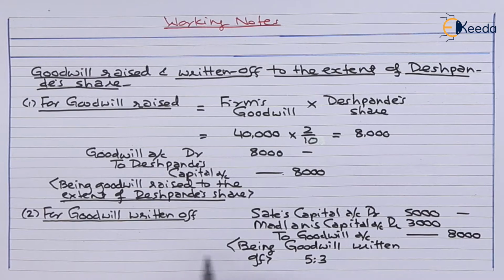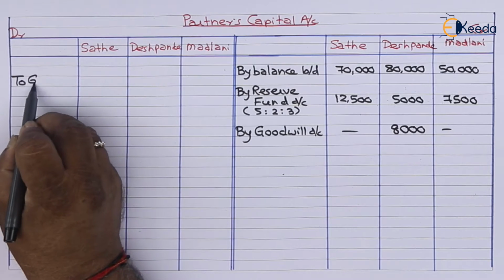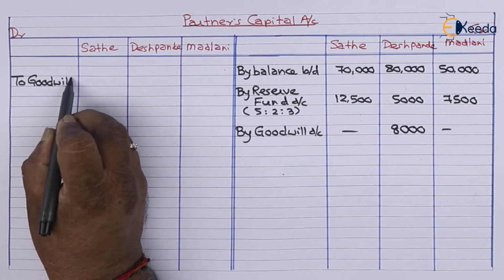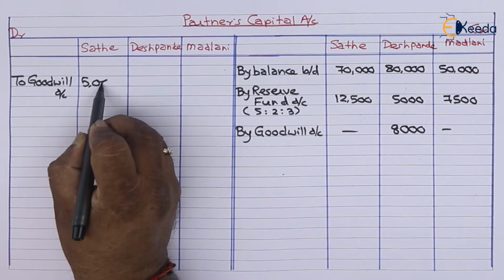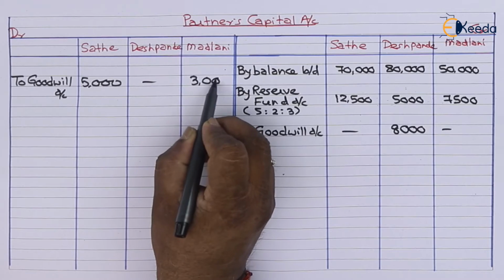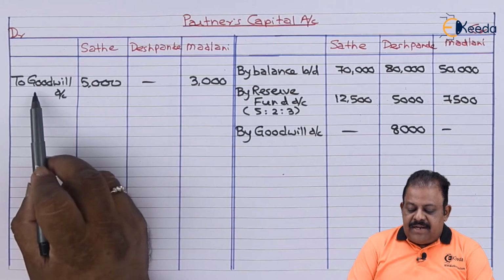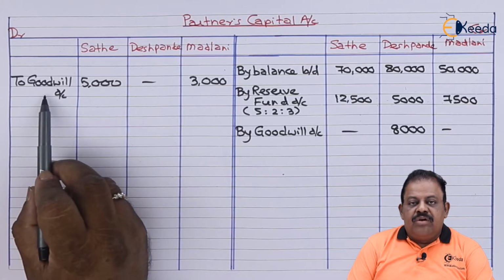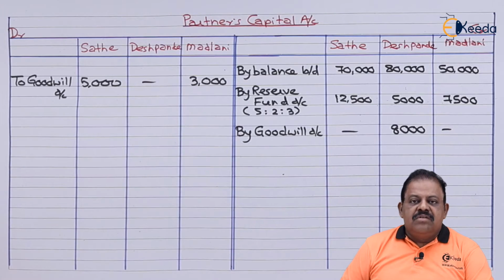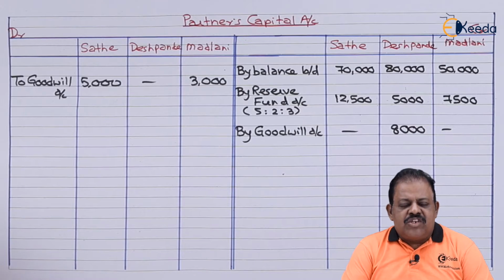For goodwill written off, Sathe's capital account debit, Madlani's capital account debit to goodwill. This will be debited to their capital account. Partners capital account debit, Sathe debit, Madlani debit to goodwill 5,000 and 3,000 respectively. We have completed all adjustments.